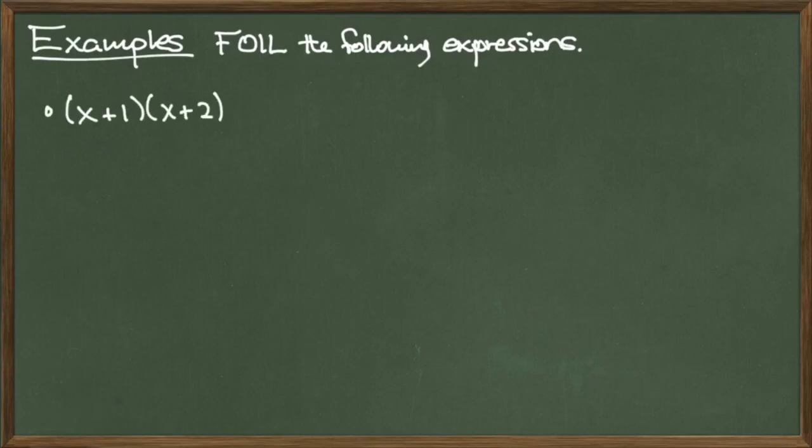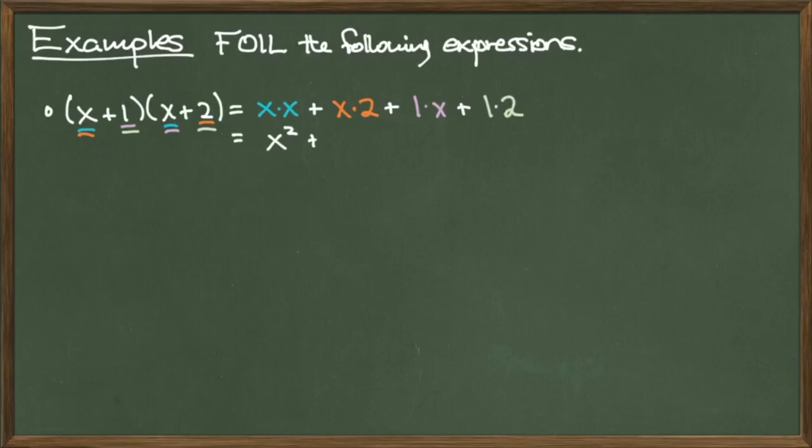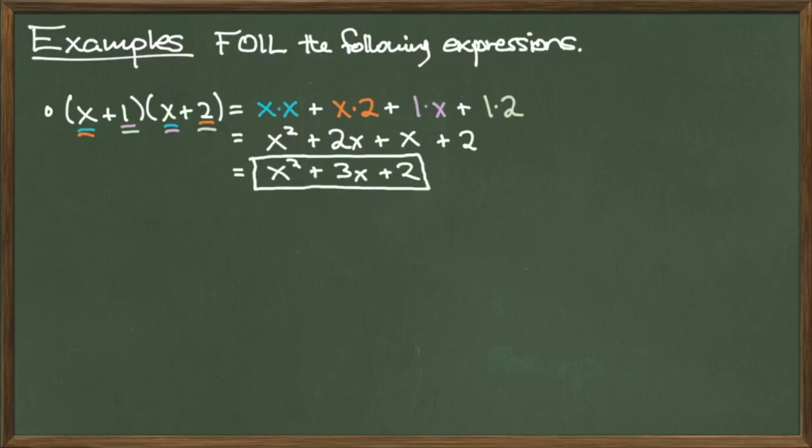Multiply the polynomials x plus 1 and x plus 2. First things first, we need to multiply the first terms. In our case, that gives us x times x. The outer terms give x times 2. The inner terms give 1 times x, and then the last terms give 1 times 2. In the next step, we simplify to get x squared plus 2x plus x plus 2, and then combining like terms gives us a final answer of x squared plus 3x plus 2.